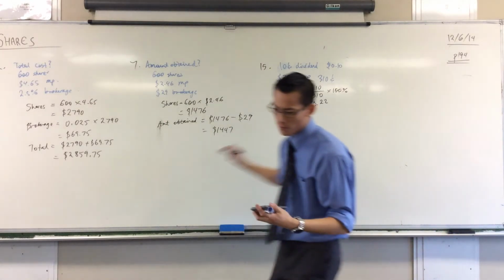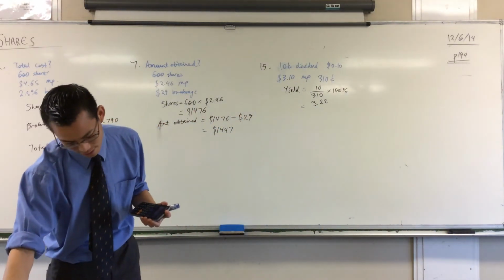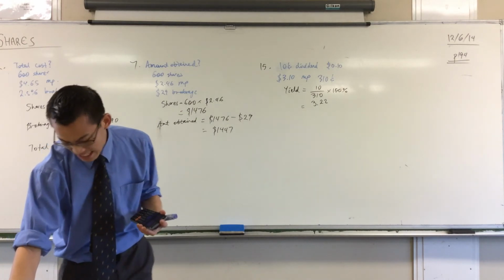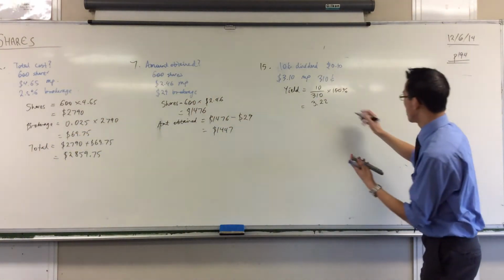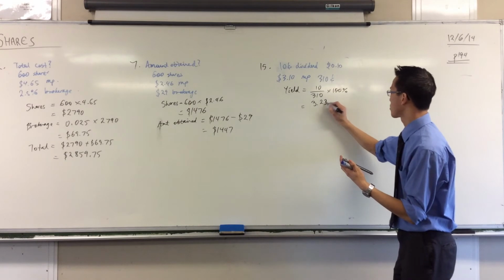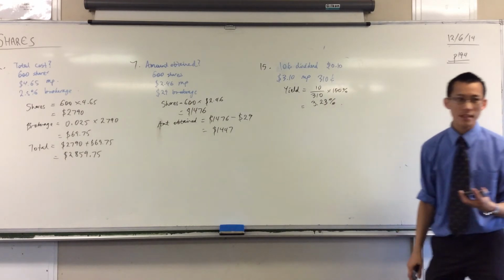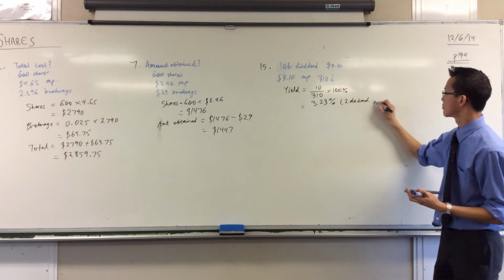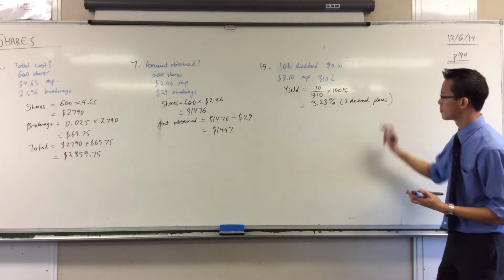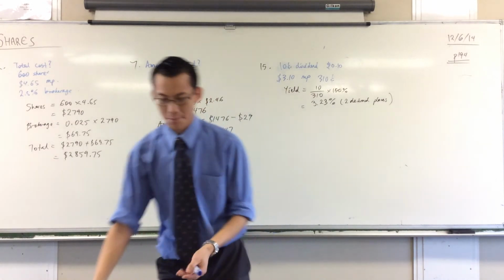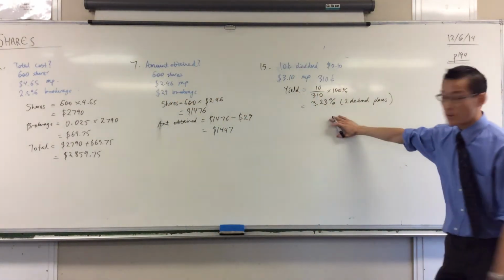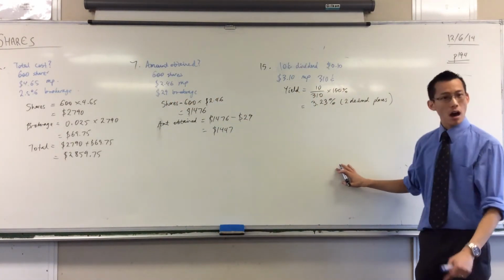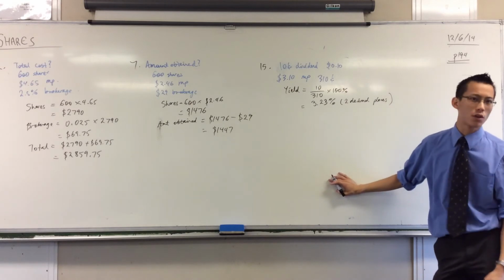3.22. Now, did they ask for a rounding? Did they ask for a rounding? They didn't, did they? Let's do it to 2 decimal places. That's pretty safe. There you go. Okay. That's pretty simple. Did you notice, by the way, I could have gone in reverse.